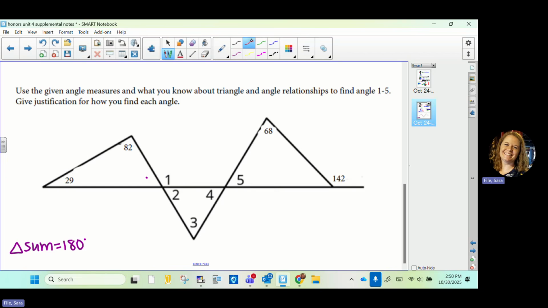But a quicker way is to realize that 1 is an exterior angle. And if you know the exterior angle theorem, it says that the exterior angle is equal to the sum of the opposite two interior angles. So I can simply add 29 and 82 to get the measure of angle 1. And it will come out the same if you do the triangle sum theorem and then linear pair. You'll get the same thing. So it's 111 degrees.